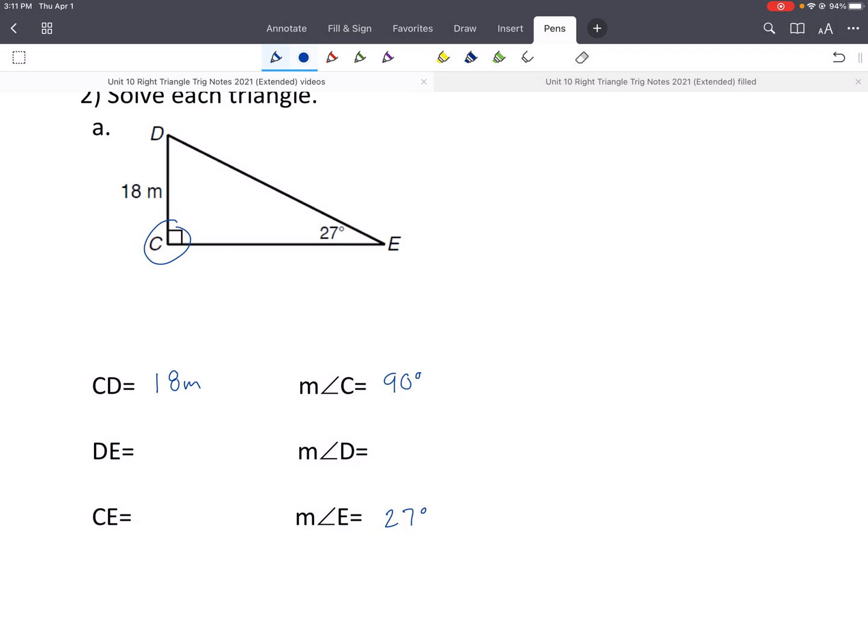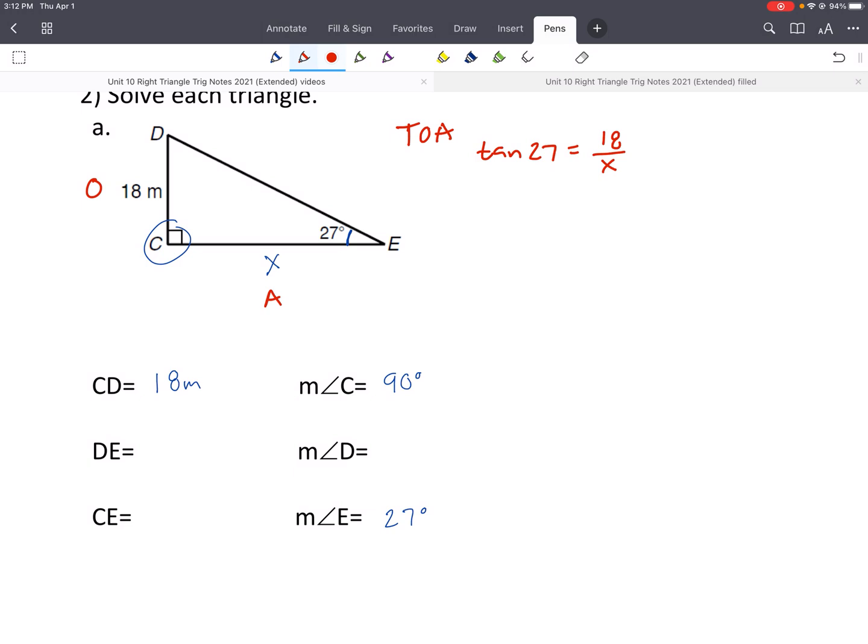All right, so I'm going to start by trying to figure out what side CE is. I'm going to call that X, and we're going to solve for that. I'm going to use trig, and we have this reference angle, which means that this is our opposite, and this is our adjacent. So if we want to figure out what X is, we'll need to use what uses opposite and adjacent. Well, that would be tangent. So tangent of 27 is equal to opposite over adjacent.